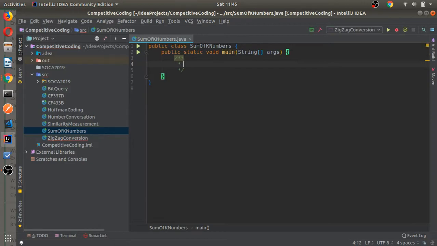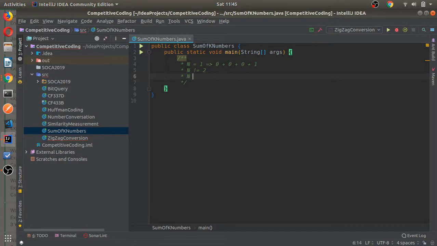I'll try to run some examples. If n is equal to 1, then we cannot really have anything, because it's going to be 0 plus 0 plus 0 plus 1, which is not possible because the minimum value is 1. So n cannot be 1, n cannot be 2, n cannot be 3, but n can be 4. If n is equal to 4, then we will be getting 1 1 1 1.